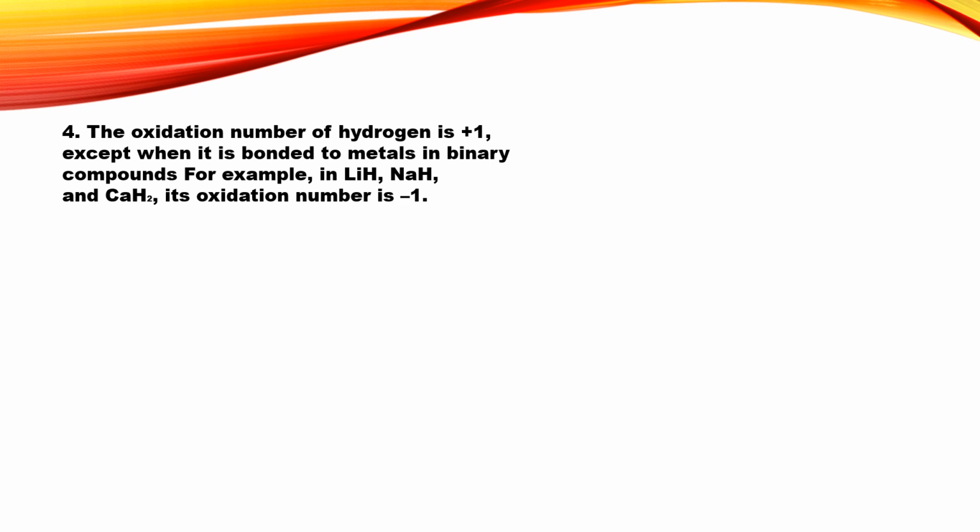metals in binary compounds. Binary means having two elements. For example, in LiH, that is lithium hydride, NaH, and CaH2, its oxidation number is minus 1.